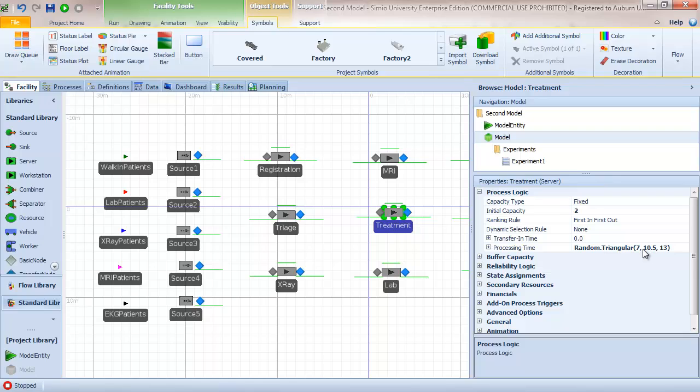The 7 to 10.5 is 3.5, and 10.5 to 13 is 2.5. So I don't have the symmetric triangular distribution that I thought I did. So I go back and make that 14.